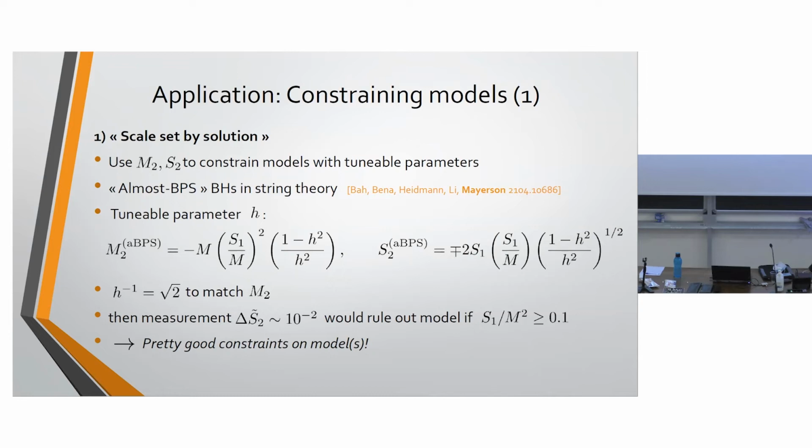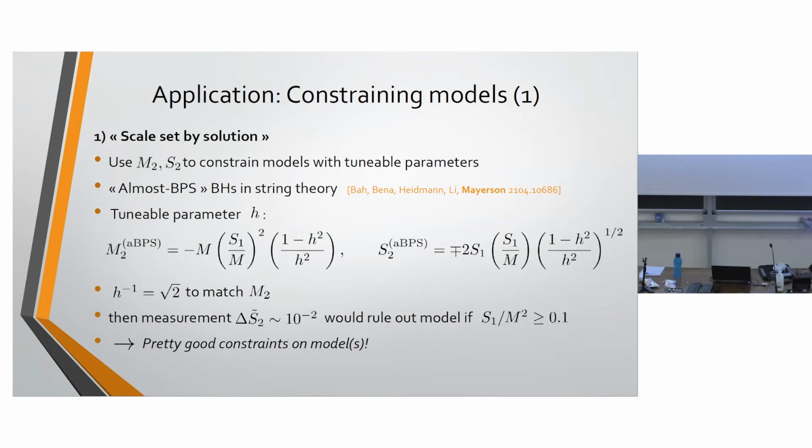So, if the scale is set by a solution, we're going to use the constraints for the mass quadrupole that Barack and Cutler found and the current quadrupole that we found to constrain these models, right?